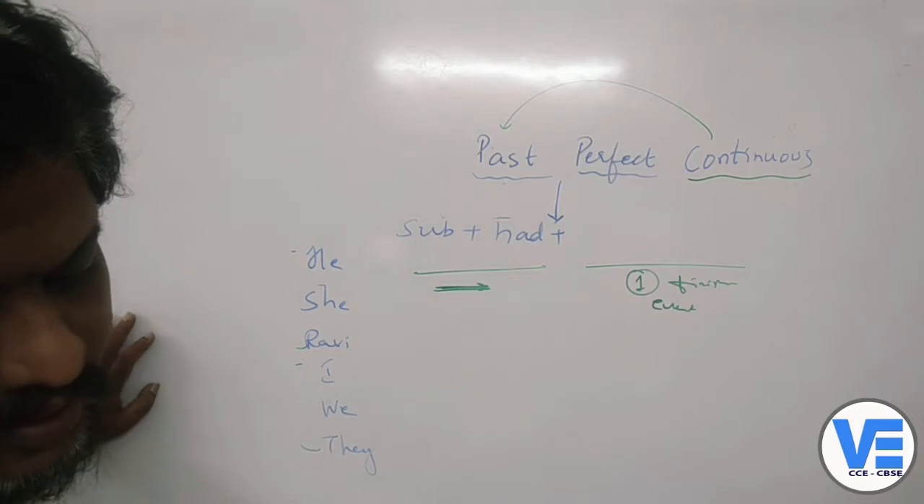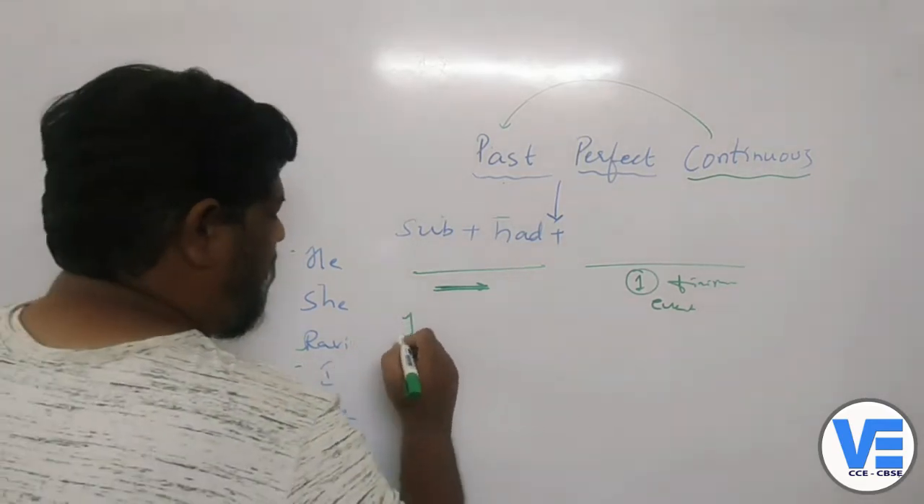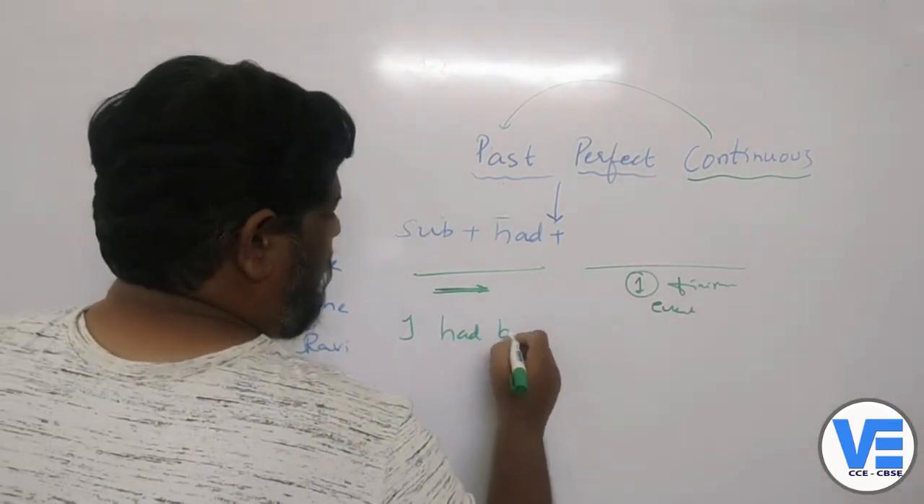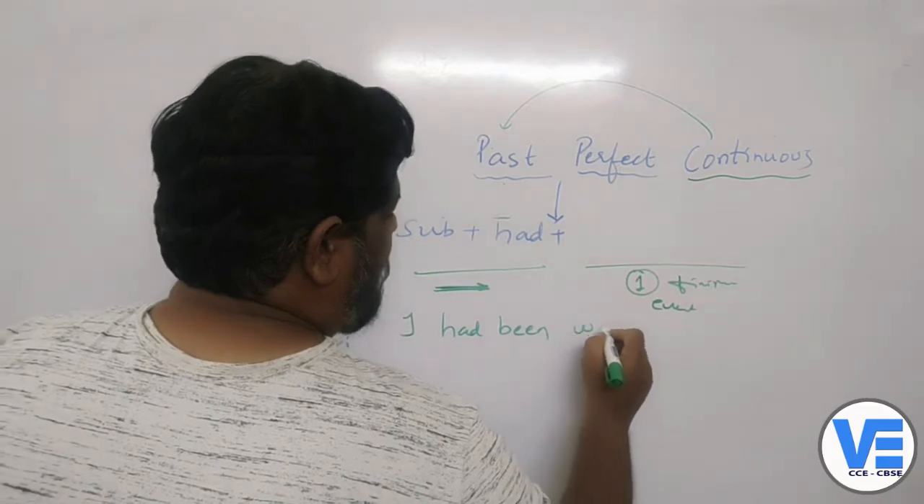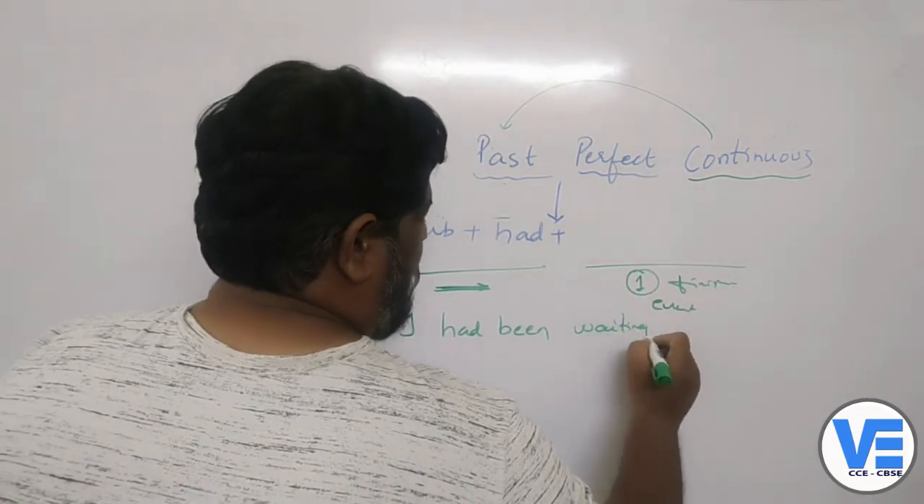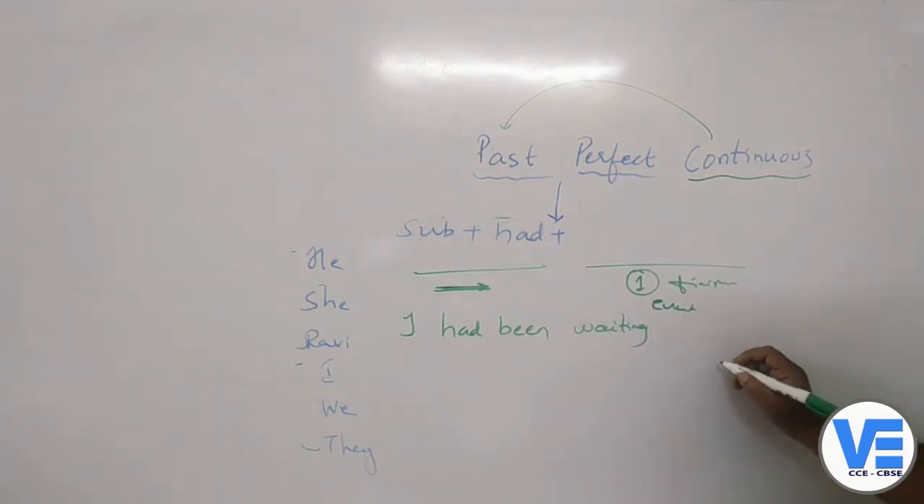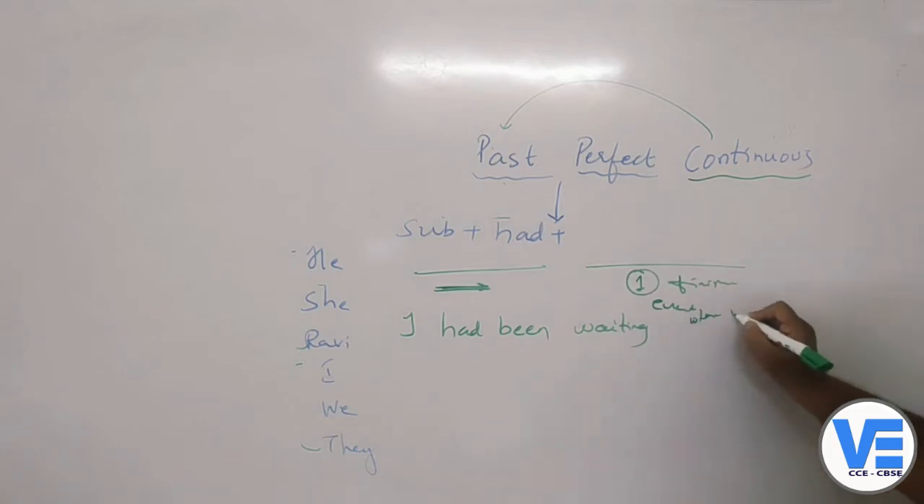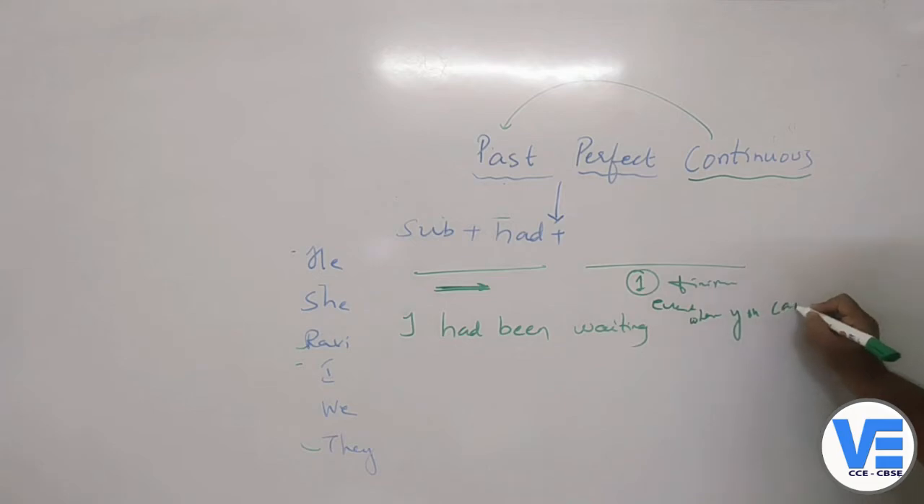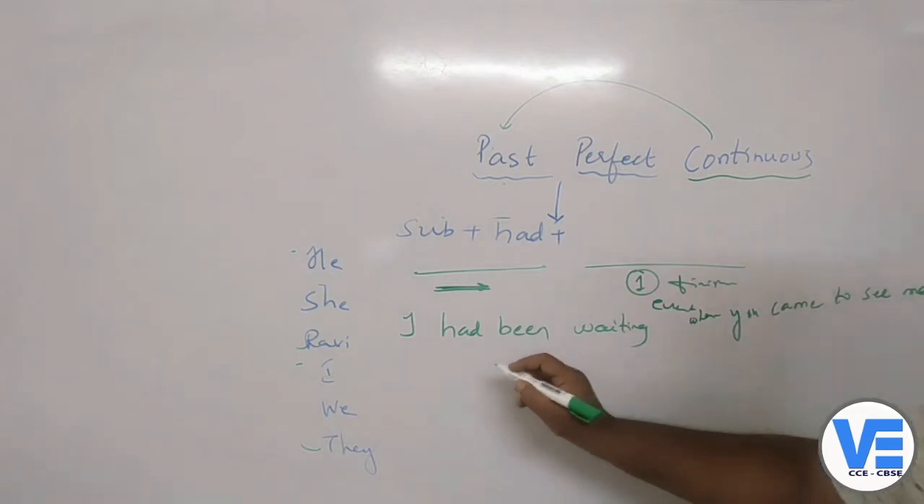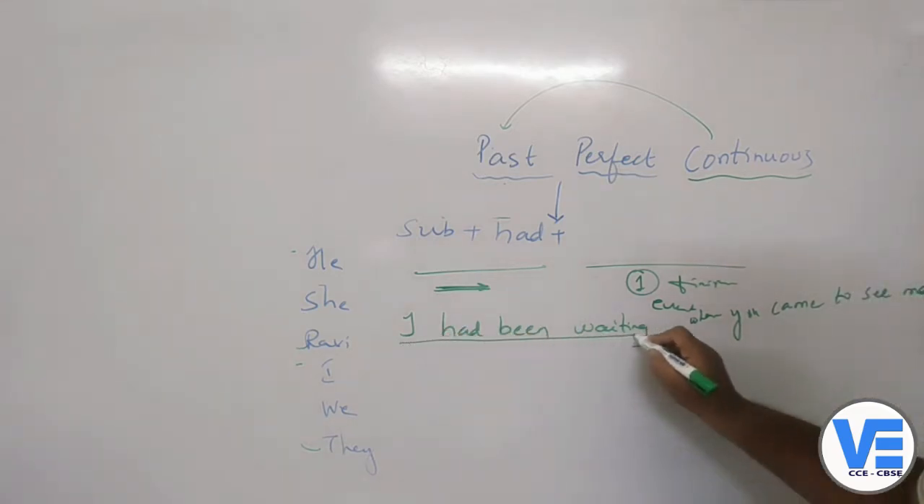Okay, children. So, I had been waiting when you came to see me. So here in this sentence you can see that somebody has been waiting, right?